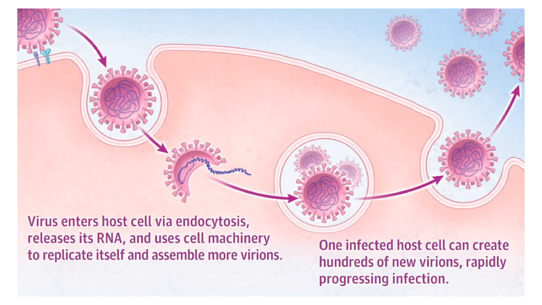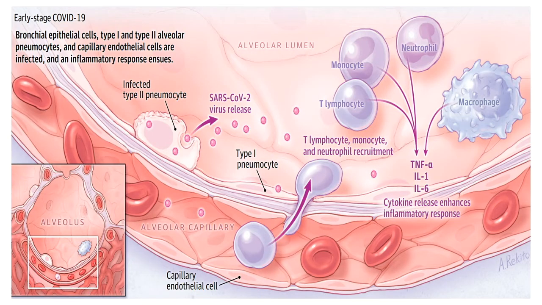So the virus enters the host cells via endocytosis, releasing its RNA and using the cell machinery to replicate itself and make more virions. An infected cell can create hundreds of new virions, rapidly progressing the infection. In the early stages of the infection, the most common cells that are affected are the bronchial epithelial cells, that is the type 1 and type 2 alveolar pneumocytes. Apart from this, the capillary endothelial cells are also infected.